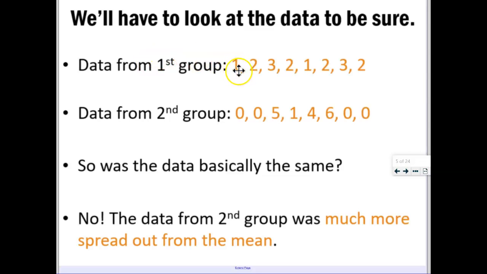This kid said, I got 1 sibling, 2 siblings, 3 siblings, on and on and on. And then here's the second group. We got a couple only children here. So was the data basically the same? No, you can see that the data here was much more spread out from the mean. And remember, the mean, the average was 2. We got like 4 only children, and this person's got 5 brothers and sisters, whereas this one has no only children, and the maximum number is 3.